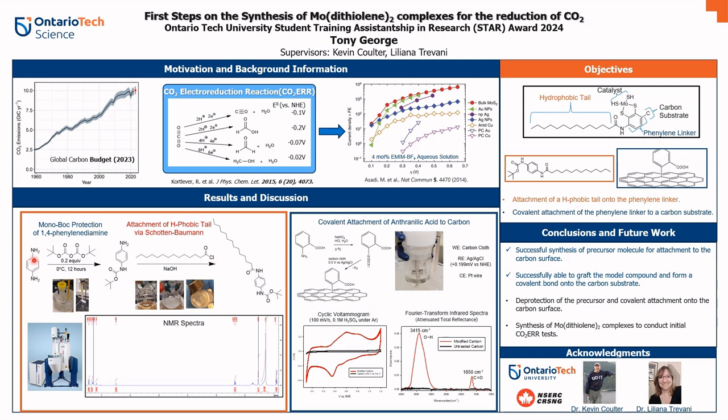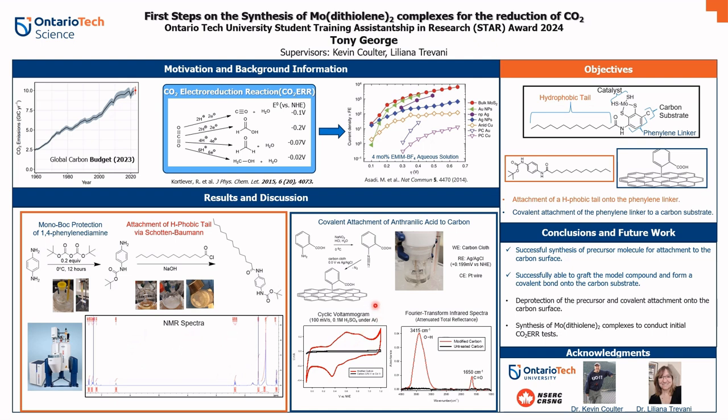On the left here is the overall reaction scheme for the attachment of the hydrophobic tail onto a phenylene linker. Here we take 1,4-phenylene diamine, protect one of the amines using a protecting group, and then we react it with myristoyl chloride, forming our large hydrophobic tail. Through NMR analysis, we were able to confirm the successful synthesis of our desired product.